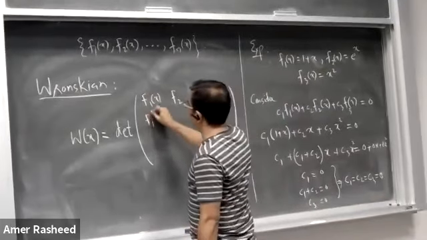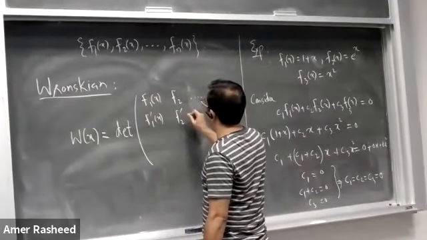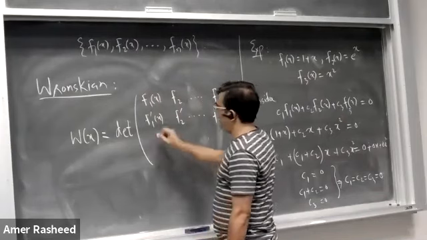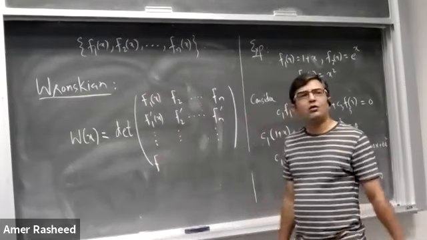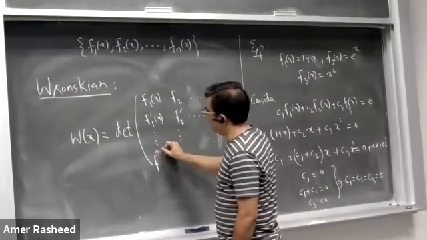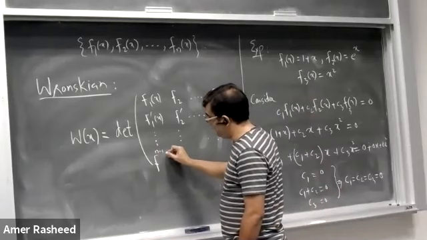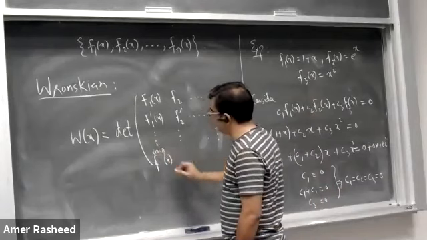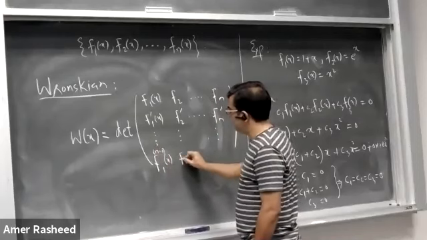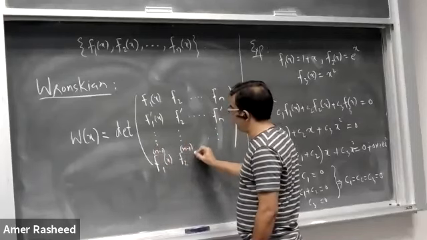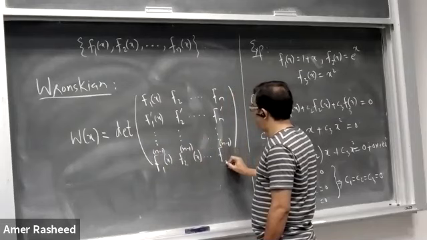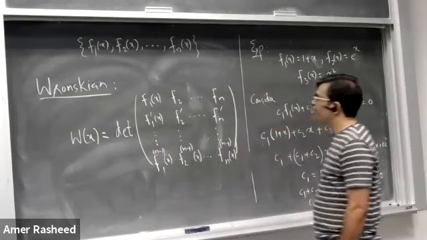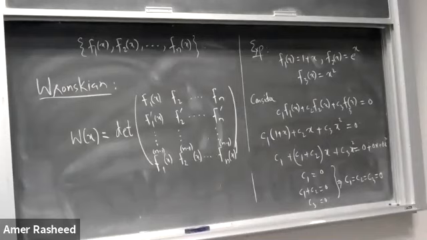The second row contains the first derivative of all the functions, and so on. And the last row contains the n minus 1th derivative: the n minus 1th derivative of f1 of x, n minus 1th derivative of f2 of x, and so on, up to the n minus 1th derivative of fn of x. So this is the Wronskian.